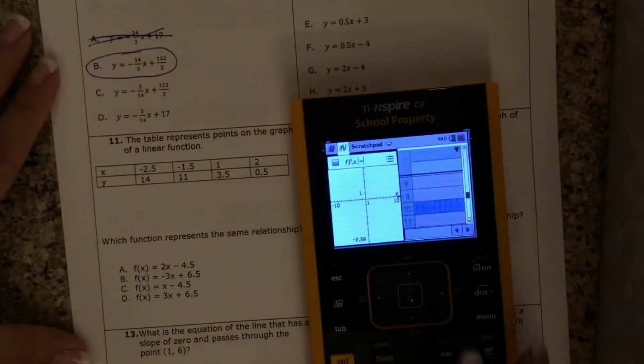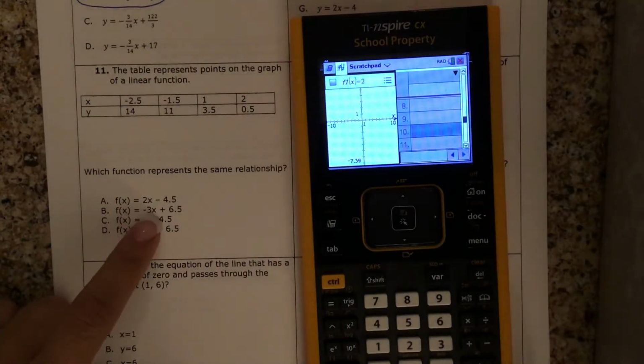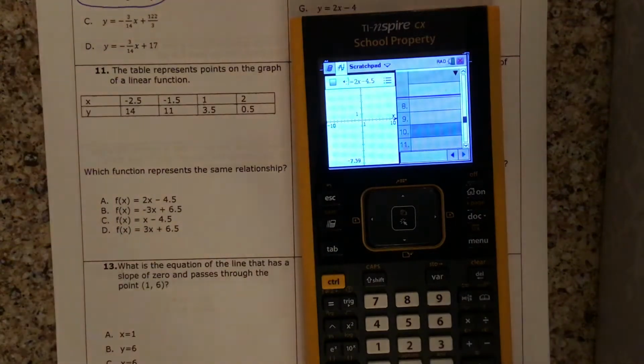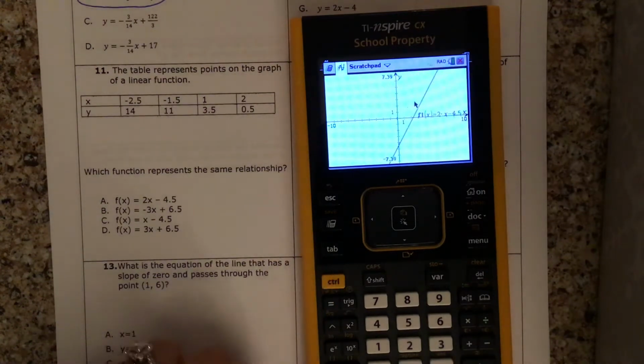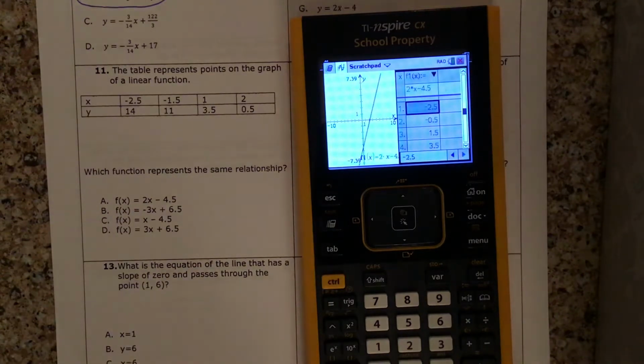So moving on to number 11. So number 11, we're doing the exact same thing. 2x minus 4.5. I'm taking my first answer choice and I'm plugging it in to my equation here. Then I press enter. So this graphed my function. I'm gonna press Control-T. When I press Control-T, my table shows up.